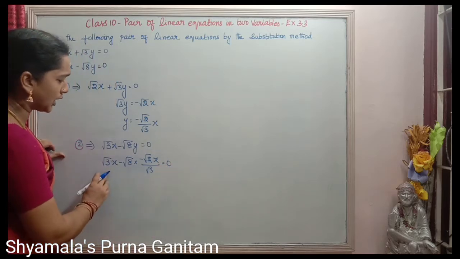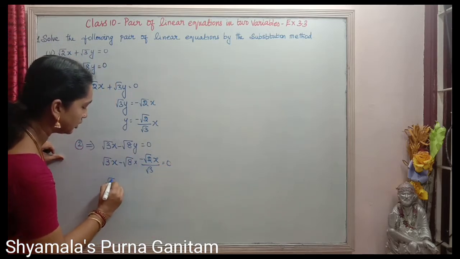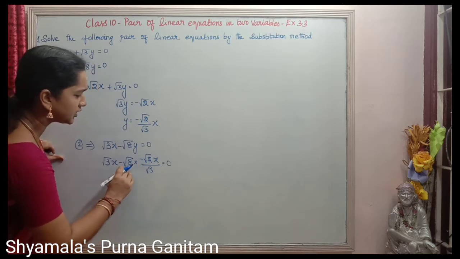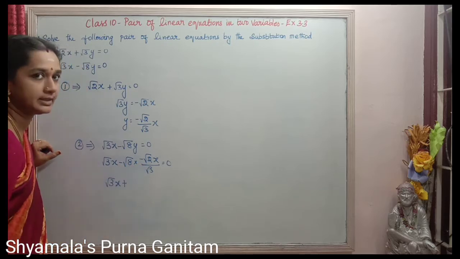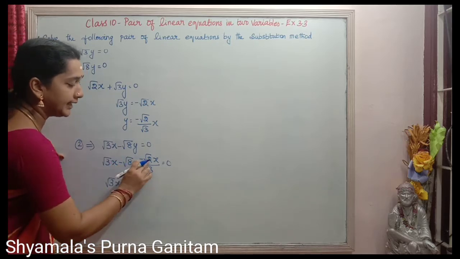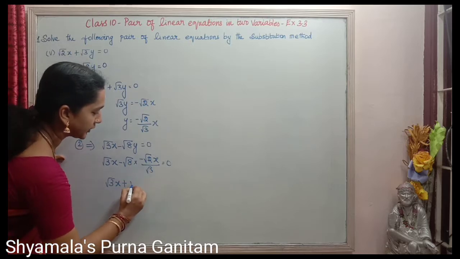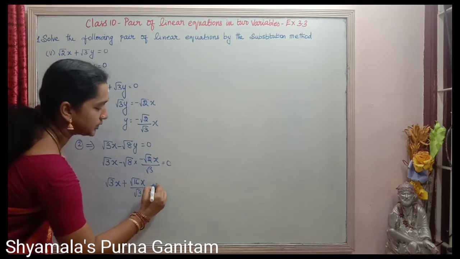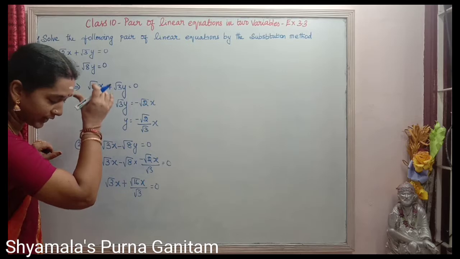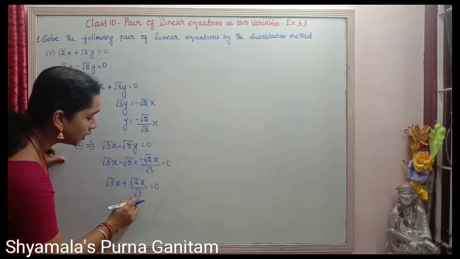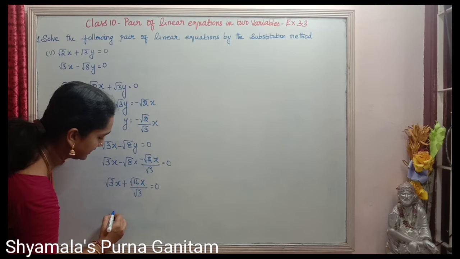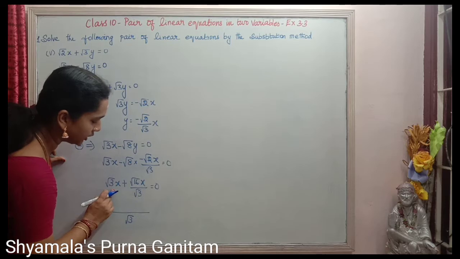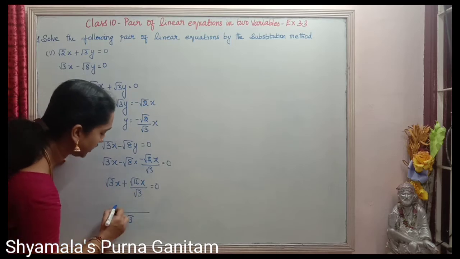0. So now I will get root 3x, minus into minus is plus, root 2 into root 8, root 8 into root 2 will be root 16, root 16x by root 3 is equal to 0. So in this, when I simplify, LCM I have to take. LCM for both the terms will be root 3. So 1 into root 3 will be root 3, and root 3 into root 3 will be 3.